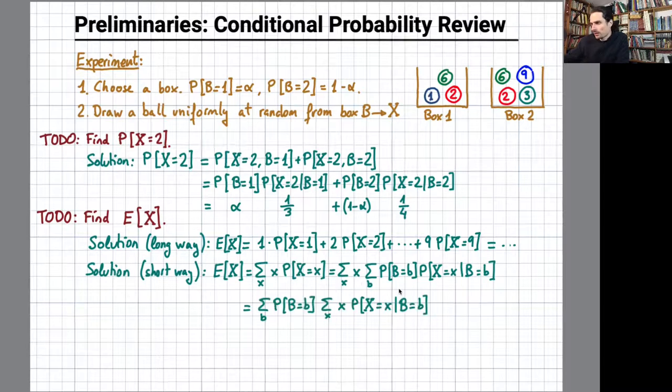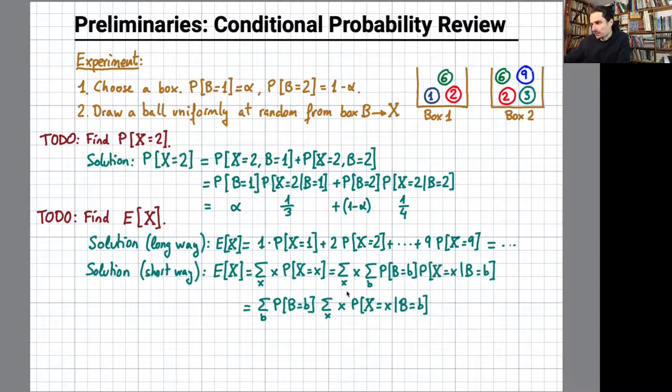And now one can just note that this summation over b, so over the probability that b equals little b, doesn't depend on x, and therefore can come out of this summation here, right? This is just the distributive property of the sum and product, right?